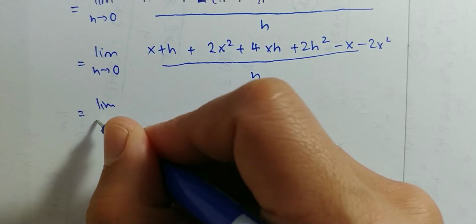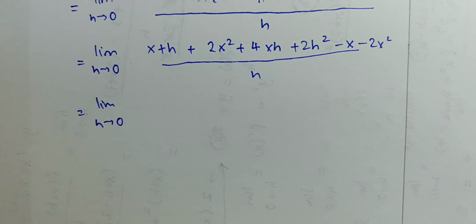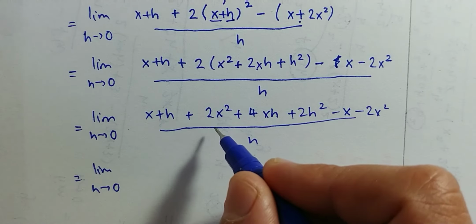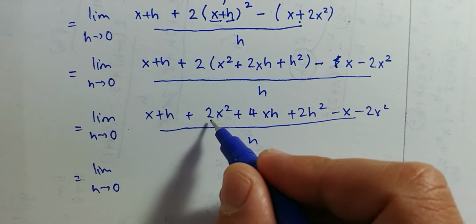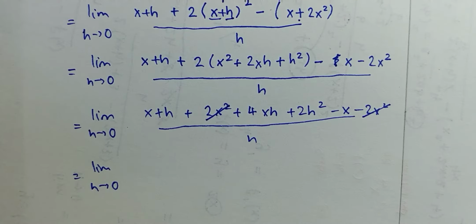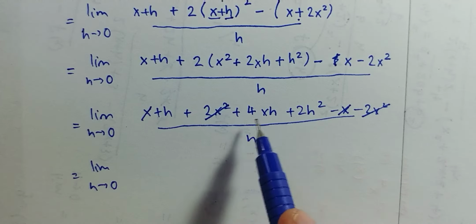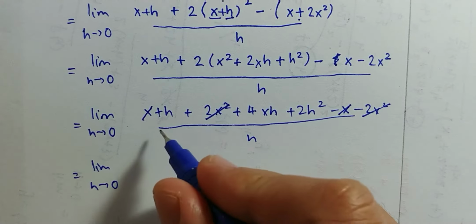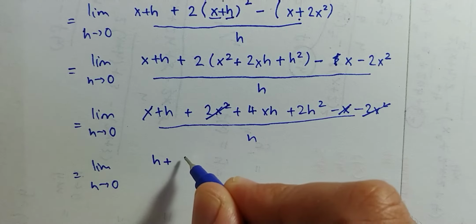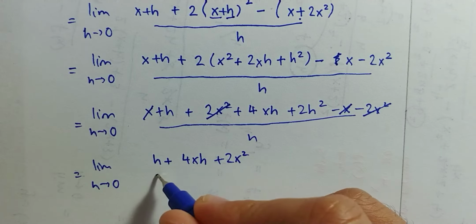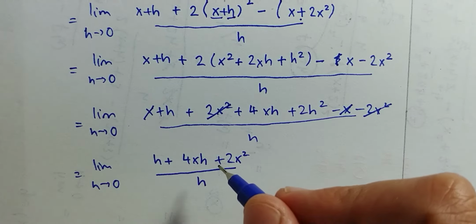So the limit h goes to 0. I'm going to look for something that I can get rid of. So I found this and that. 2x squared is gone. Oh wait, I still have the x here, so the x is gone as well. That h, I think that's it. So just rewrite what I have remaining, all over h.